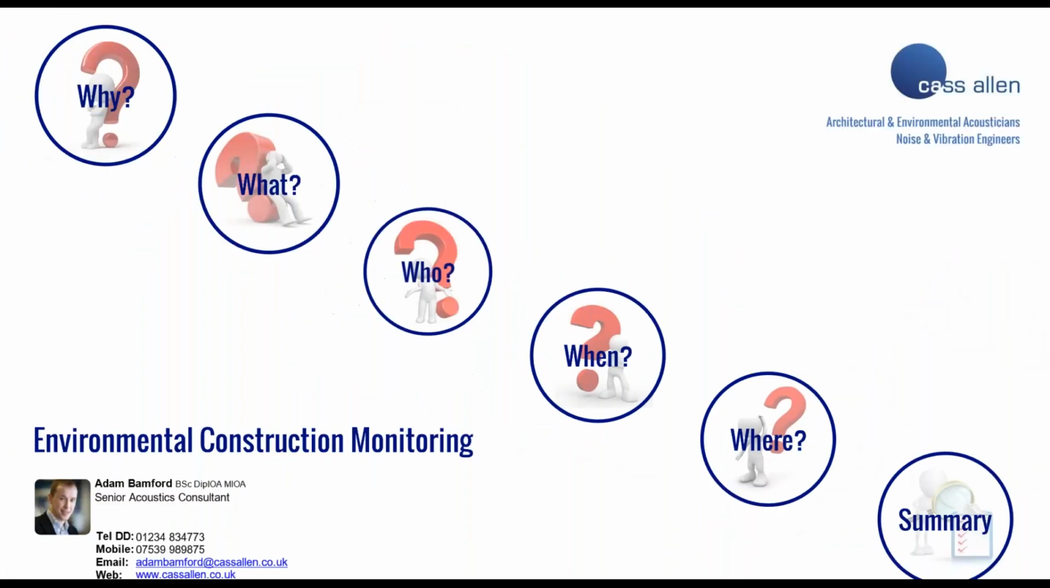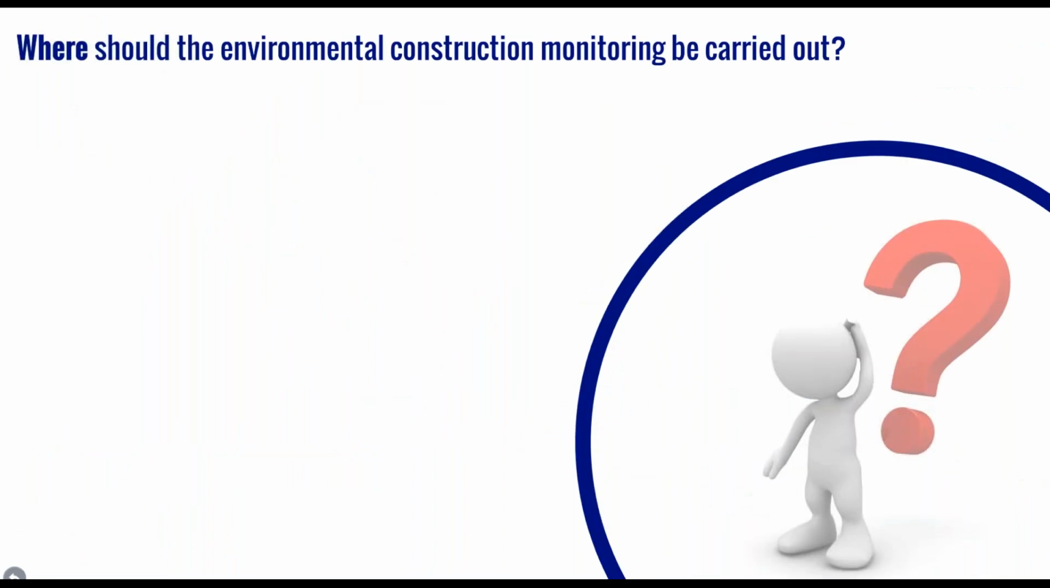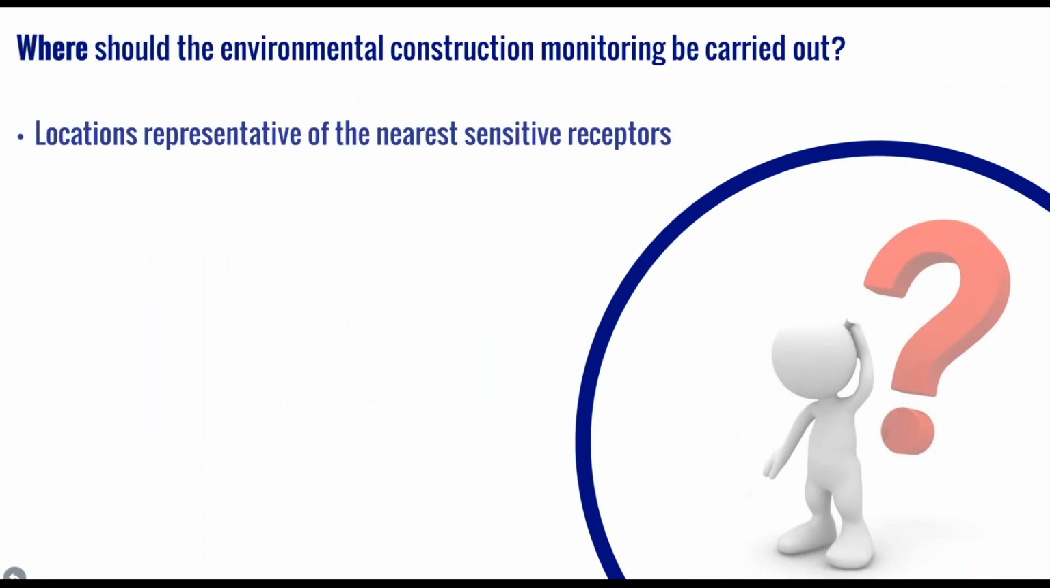So finally, we'll look at where monitoring should be carried out. There are generally 3 points that we'll consider when evaluating where it should be carried out. Firstly, that the location or locations should be representative of nearest affected sensitive receptors to the works. And by this, we mean dwellings, schools, hospitals, and places of worship. These are examples of what we would term highly sensitive receptors. This can also include offices and commercial industrial premises, but these are usually less sensitive receptors.